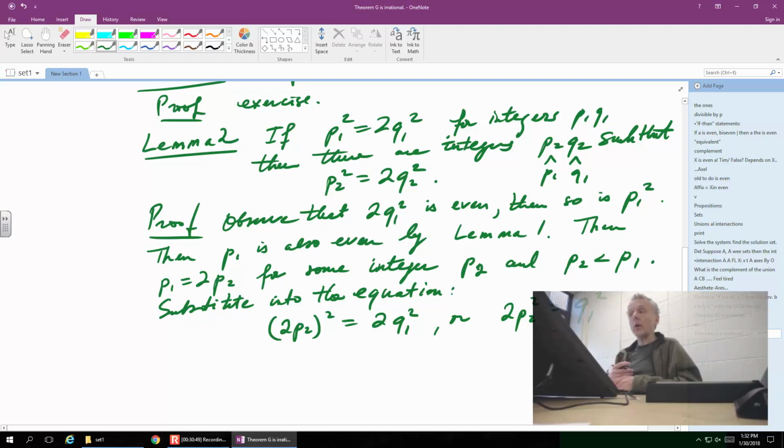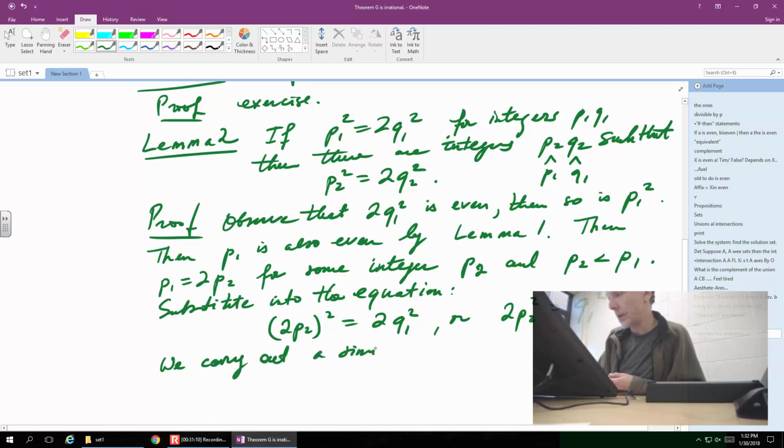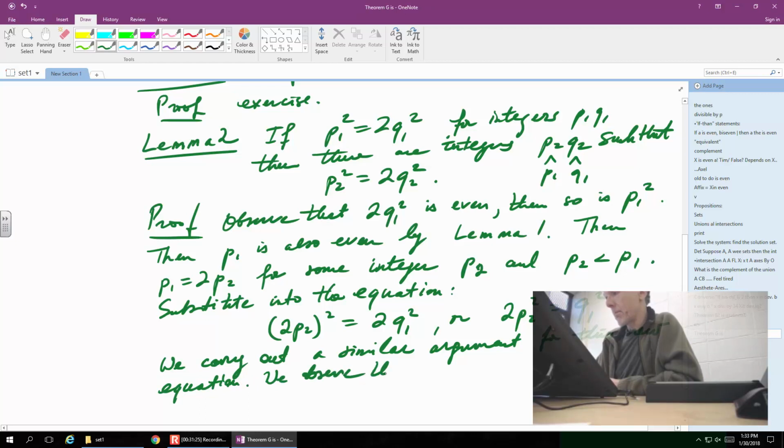Now, at this point, we already know that we're going to repeat the same. What the previous paragraph did will now be repeated in a similar fashion. So if you want to help your reader, point it out. So just say we carry out a similar argument, or identical, frankly, for this new equation. We observe that what? Observe what? 2p2 squared is even.